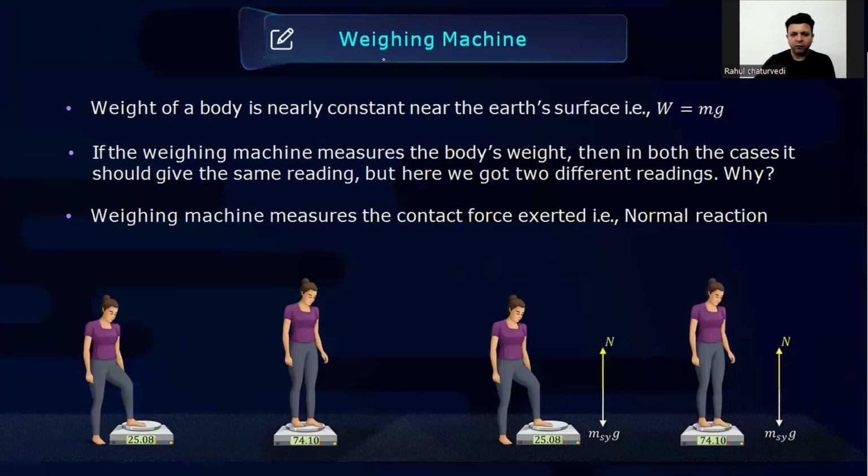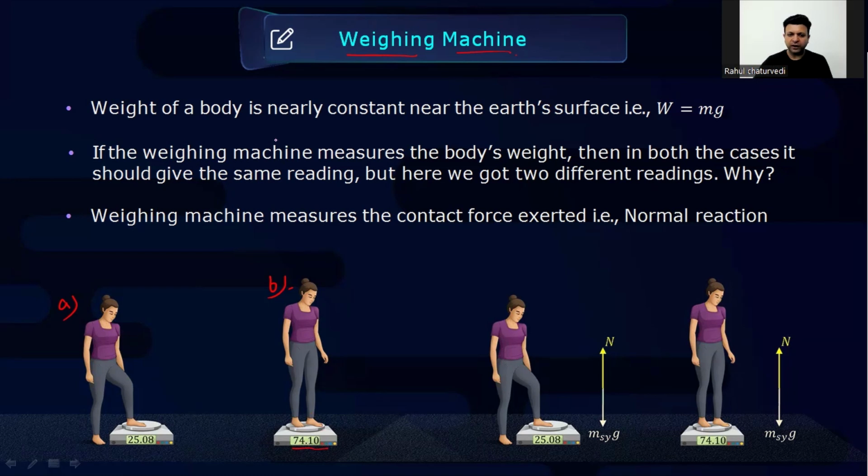So the next case is a weighing machine. What does a weighing machine do? Actually, a weighing machine measures your weight. How does it measure your weight? If you see the two different diagrams, A and B, a girl is standing here. If she puts one leg on the weighing machine, the weight is something like 25.08 kg. If she is completely standing on the weighing machine, the weight increases, and that weight is 74.10 kg.